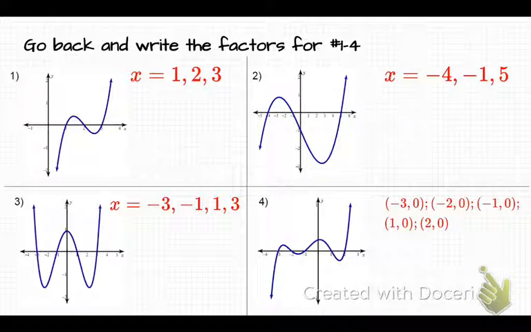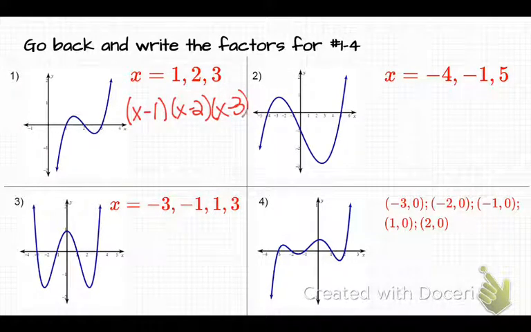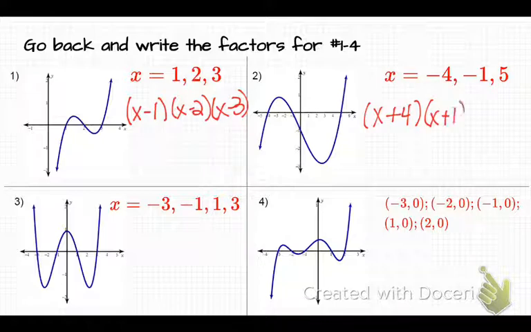How do you think I'll write those as factors? x minus 1, x minus 2, x minus 3. That's factored form. That's the factored form of that polynomial. You just gave me the equation by reading the graph. Okay, on number 2, what is that one? x plus 4, x plus 1, x minus 5.